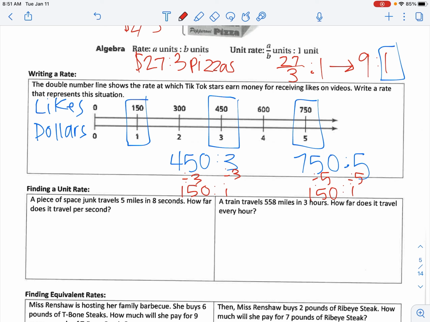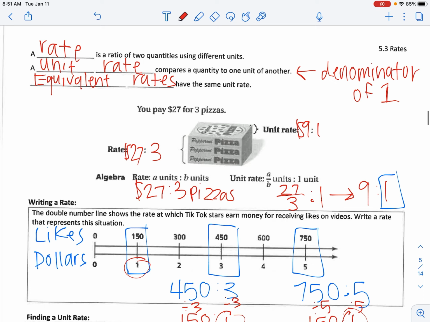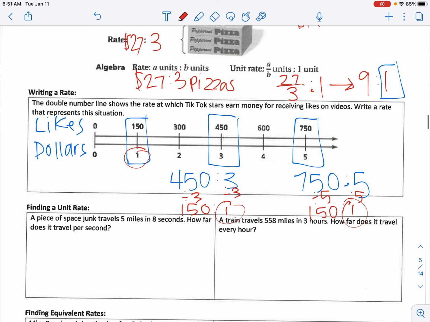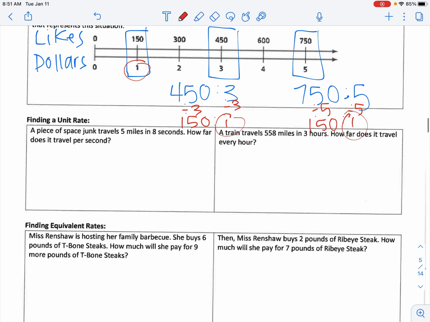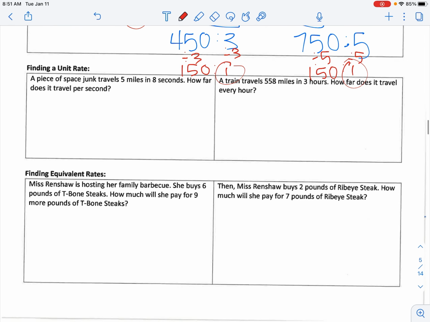Okay, so that means 150 to 1 is our unit rate because it has a denominator of 1 on each of these. Okay, so that's what it says up here. Equivalent rates have the same unit rate. So every single one of these has the same unit rate. Okay. So now if we want to find a unit rate, remember that means we're going to be dividing. We're going to have A over B to 1.